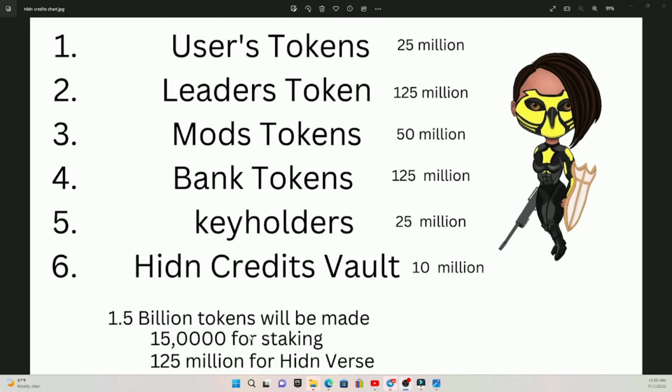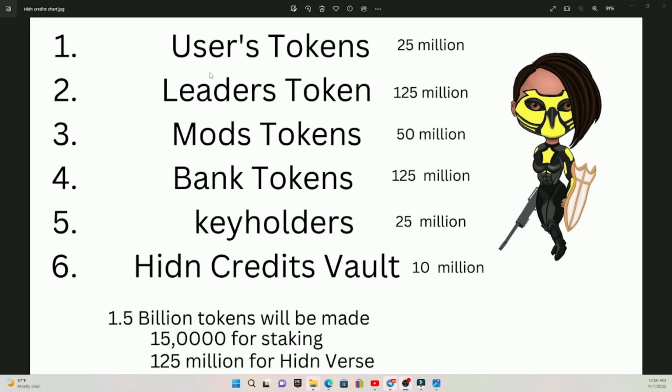Then 125 million of those tokens is for the platform. So the platform can basically build itself, so we can have the best platform to make sure you guys can keep doing this, keep upgrading the platform, making everything easier for you guys to run your businesses onto Hidn Verse. So now that you know these are the type of wallets that you have, these six wallets, you will be tied to all of them.